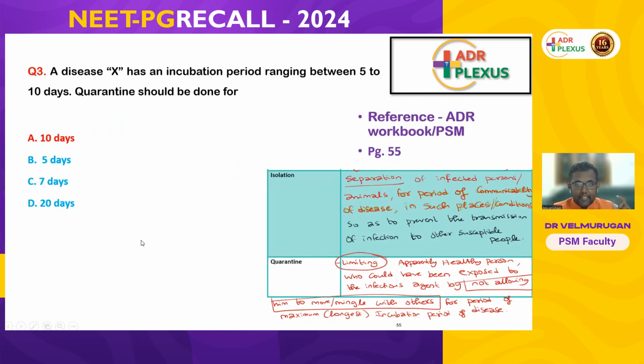Next, a disease X has an incubation period of around 5 to 10 days. What should be the quarantine period? It is simple. We are studying now what quarantine is.